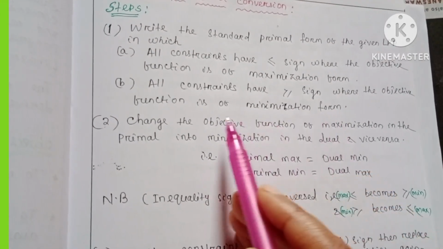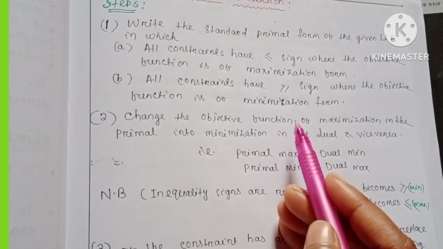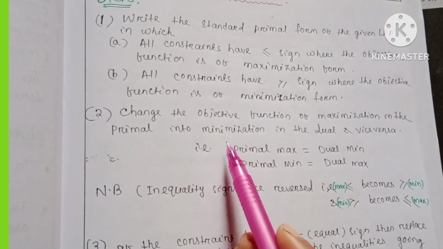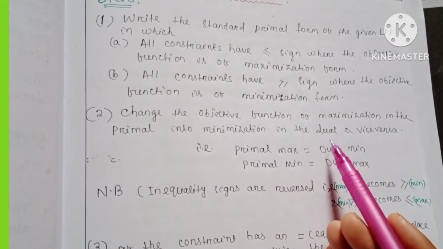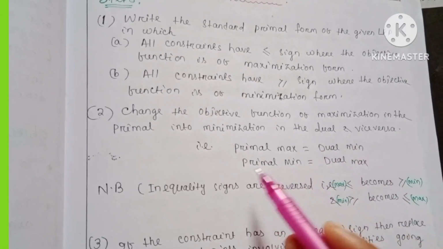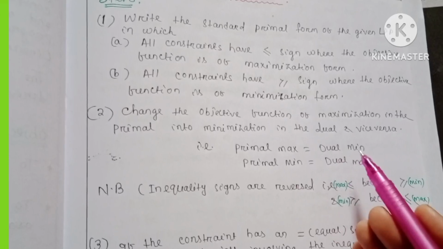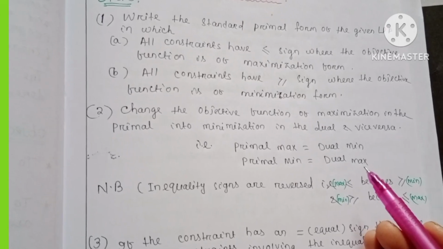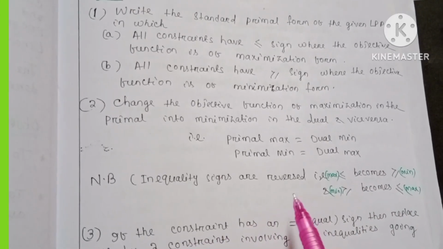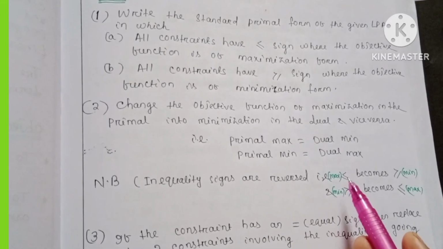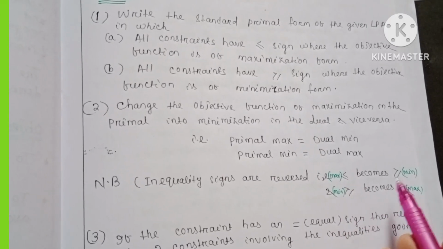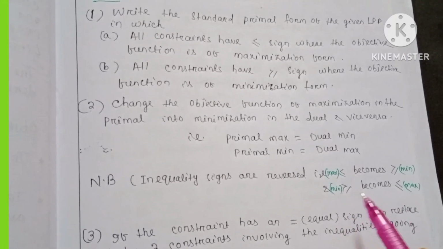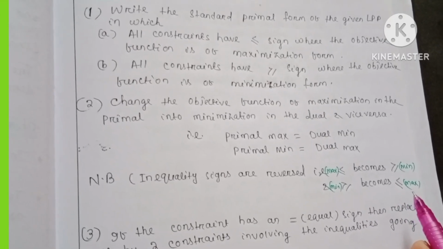and all the constraints have a greater than or equal sign when the objective function is of minimization form. And next, change the objective function of maximization in the primal into minimization in the dual, and vice versa, right? That is, primal maximization becomes dual minimization, and primal minimization becomes dual maximization. And the inequality signs will be reversed, that is, in maximization the less than or equal sign becomes greater than or equal sign, and in a minimization problem the greater than or equal sign becomes less than or equal sign.